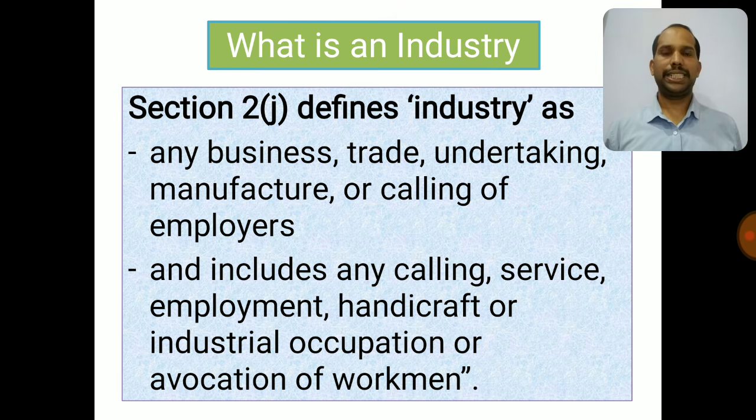What is an industry? Section 2J defines industry in just 2 sentences. If it was so easy, it could have been so easy, but unfortunately there are so many case laws which ensure that the law has evolved.